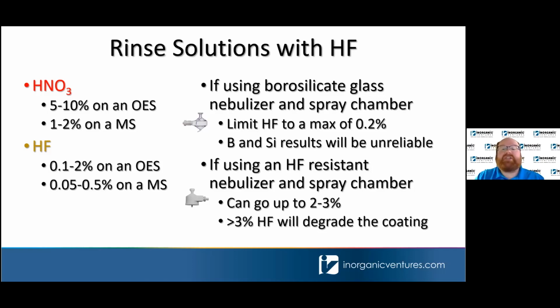If you're using an HF resistant nebulizer and spray chamber, you can go a little bit higher with the HF. So if you've got stubborn elements like tungsten, which is by far the worst, as we saw in one of the previous slides, you can increase the HF to maybe 2 to 3%, but don't go any higher than that. More than 3% will degrade the coating on those HF resistant spray chambers. And that coating is essential for good wetting, so that your analytes will wash out a whole lot faster.